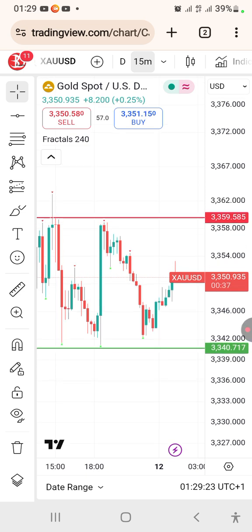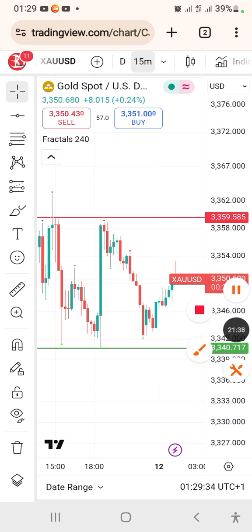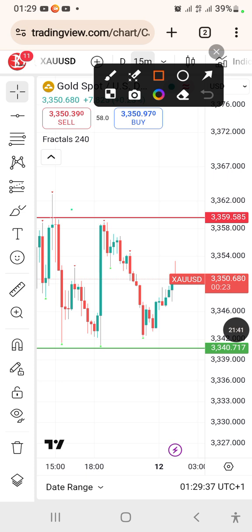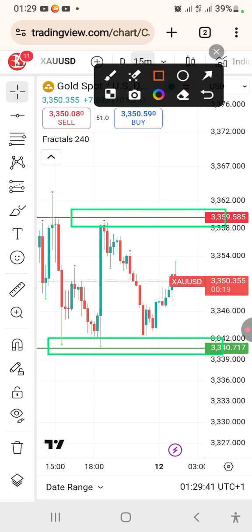Now, what are the things you need to avoid? One, you need to avoid entering the market between the range. For instance, this is my range. Now, if I should enter the market here, you don't have a clear direction, because the market can do what? Retrace. And do what? Break.